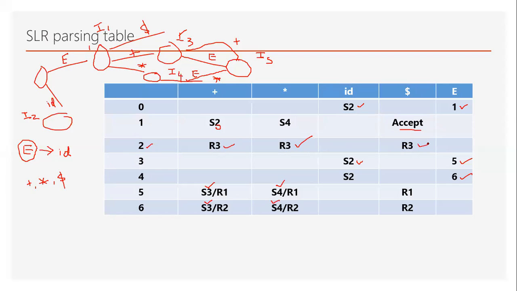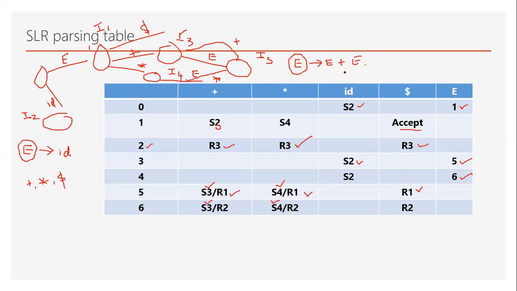And after that, the next place where dot is at the end is on I5 state. Okay, in I5 state, we are having E derives E plus E dot. Where dot is at the end, what you have to do is find the follow of that head. That is follow of E, you have to find out. Follow of E is plus star dollar. And this is rule number 1, is it not? So on plus, on star and on dollar, you have to write rule number 1. Okay, that you have written.